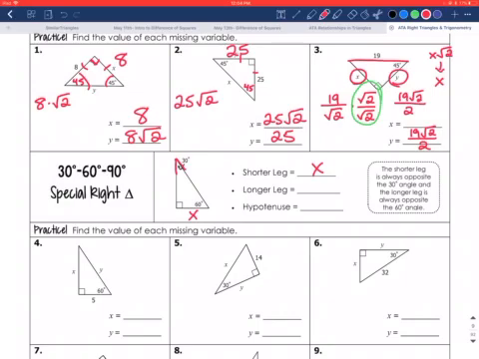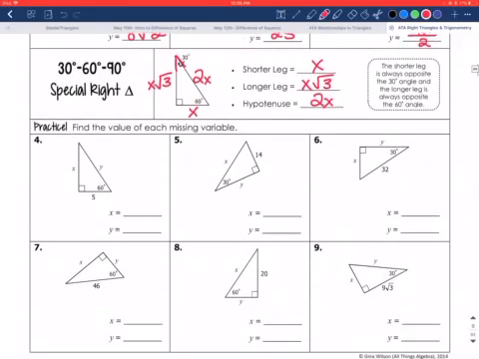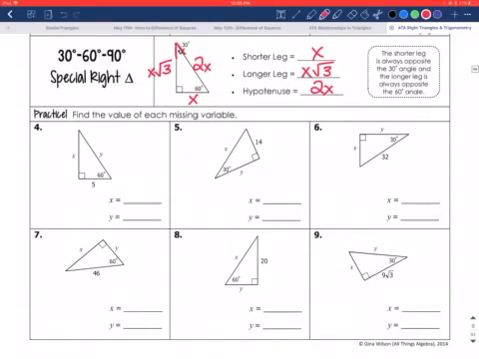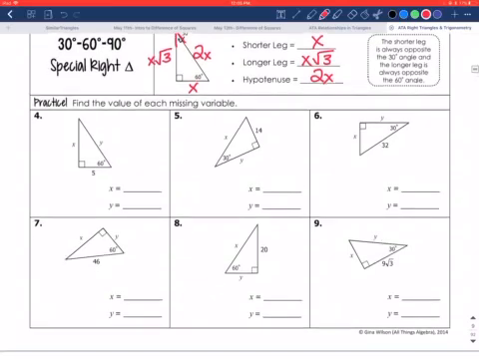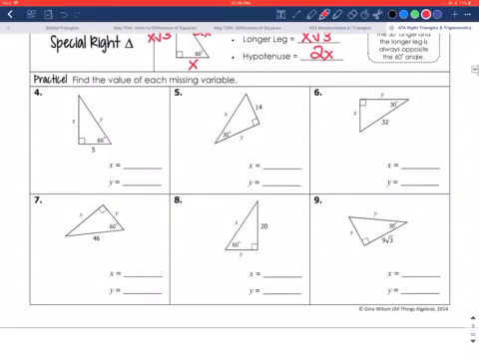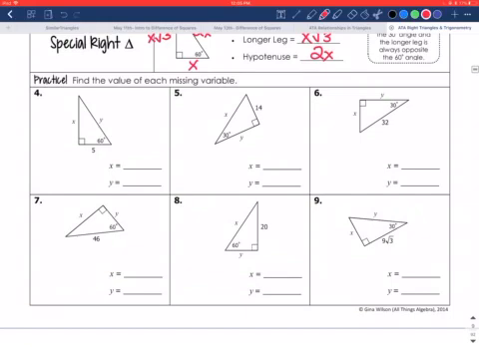Now, to go from that smallest side to the hypotenuse, all we do is double it. The hypotenuse is 2x. Okay? And then the longer leg, which is opposite the 60 degrees, is going to be x square root of 3. I'm not going to take the time to prove that to you. I could. You can look up a YouTube video as well if you're really curious. I mean, you've got plenty of time. But I'm not going to prove it to you right now in this video.